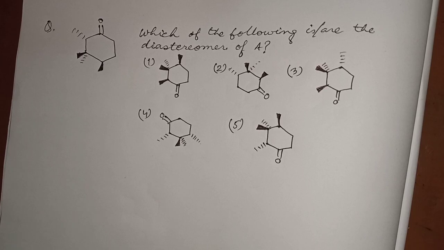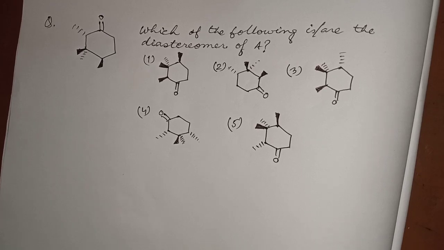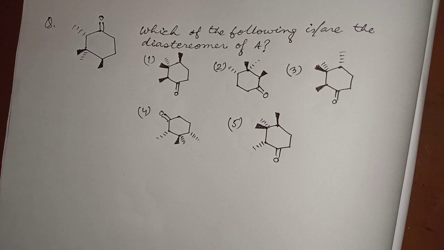Now let us solve this final question. Here is the question in front of you. We have to identify the diastereomer of this compound. If you did not know the transformation strategy which I have discussed in this video, then you might try to solve this question using RS, that is, identify the configuration and then apply the similarity or dissimilarity in RS, but that will be very lengthy.